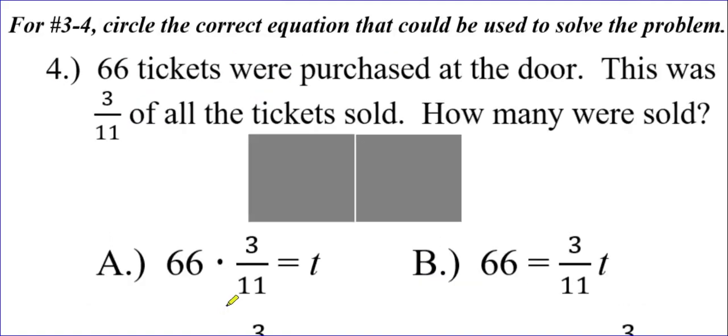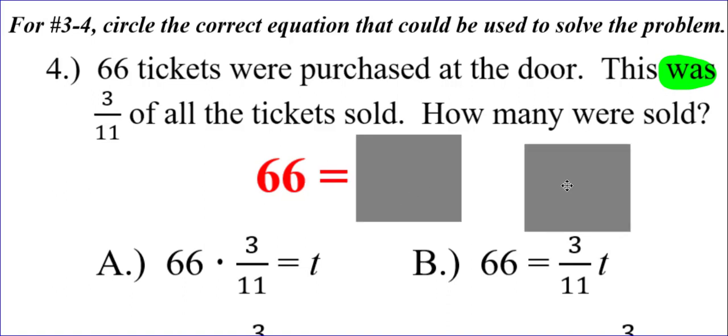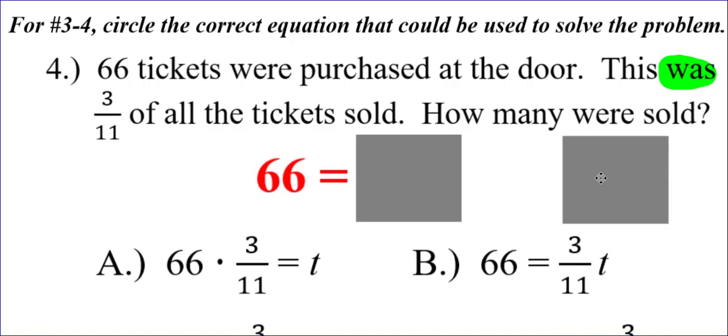All right, problem number 4. 66 tickets were purchased at the door. This was 3/11 of all the tickets sold. How many were sold? Let's take this piece by piece. It starts by saying 66, so you're going to write down 66. It says after that, this was. And as you read this problem, there was no other place that would make sense for the equal sign to show up. So this is one of those situations where the word was does mean the equal sign, because there's no other logical place, if you already read the rest of this problem, for the equal sign to show up.